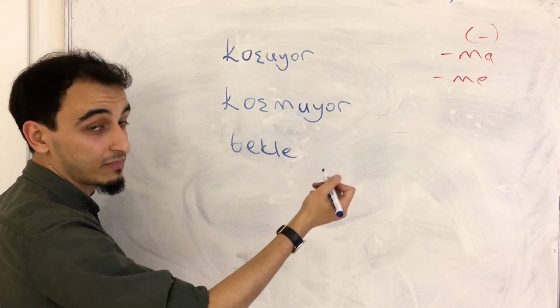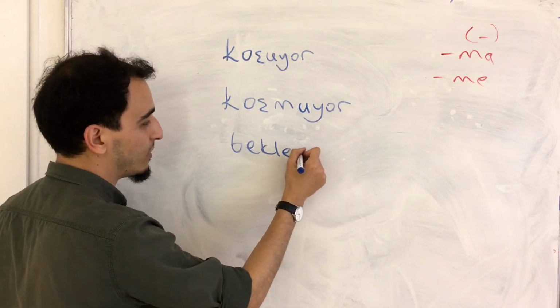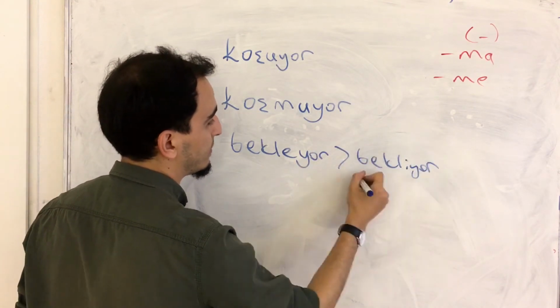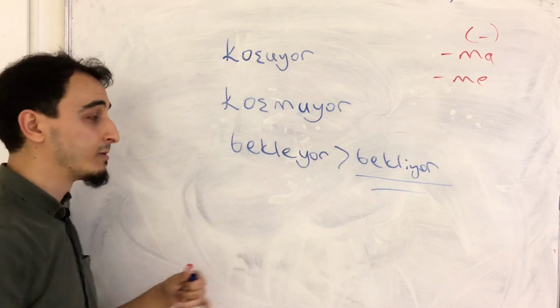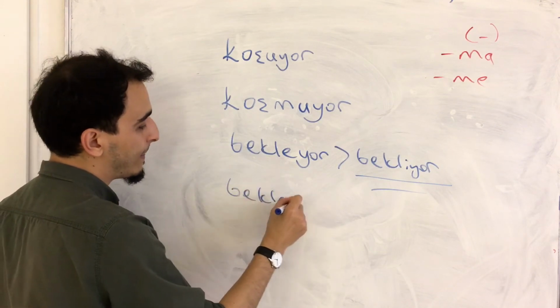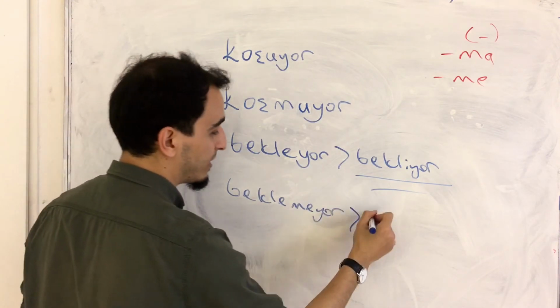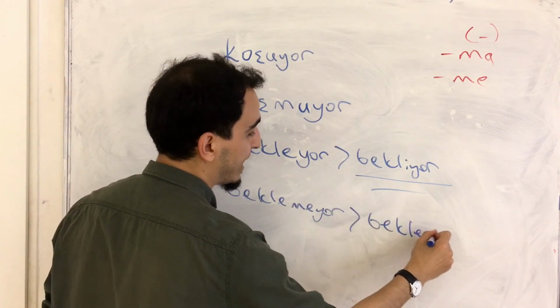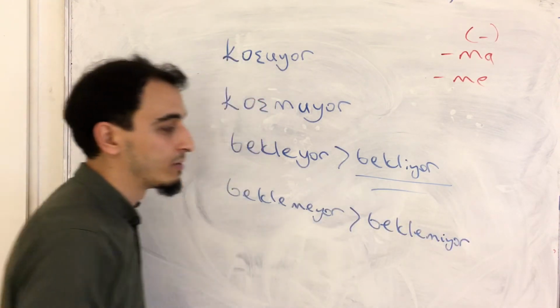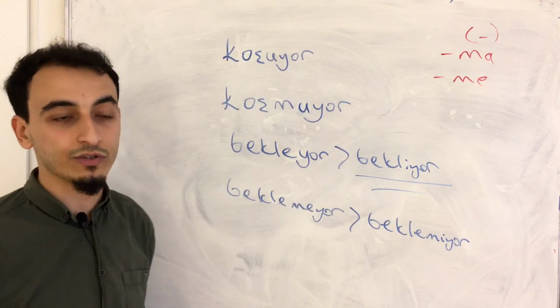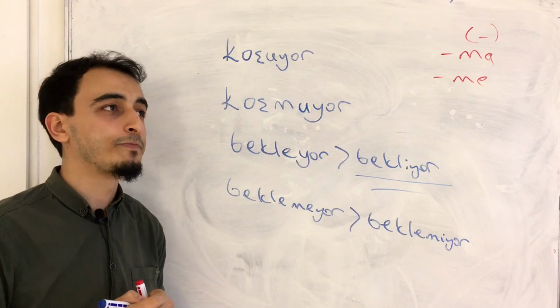E became I, so bekliyor becomes this way, bekliyor. So beklemiyor, you know, this is your expectation, I know, beklemiyor. Tamam mı? So it's just ma, me becomes mu, mi, mu, mu, according to the last vowel of the verb.